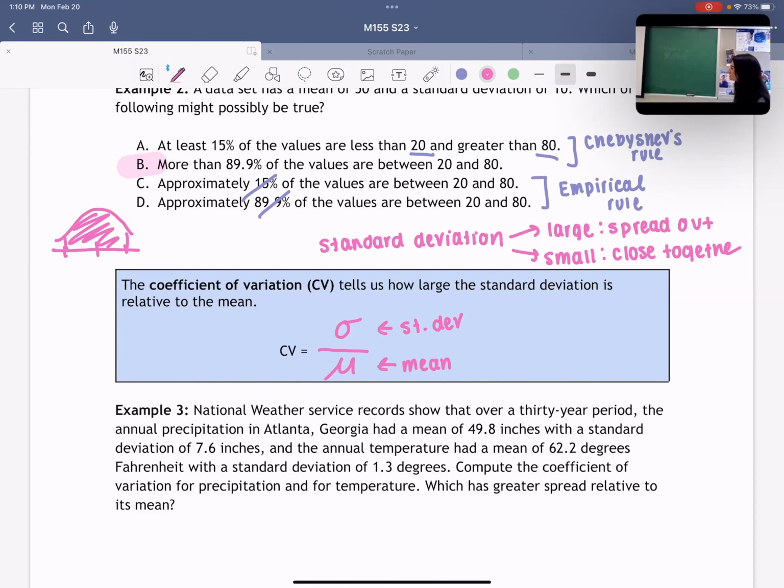Okay, so let's just take a look at the formula. Standard deviation is on top, which means whatever the standard deviation does, the coefficient of variation also does. Okay, so let me just ask you something. If you find the coefficient of variation using this formula and you get a really large number, okay, does that mean that the data is more spread out or really more close together?